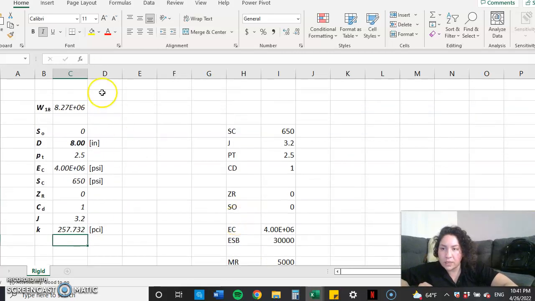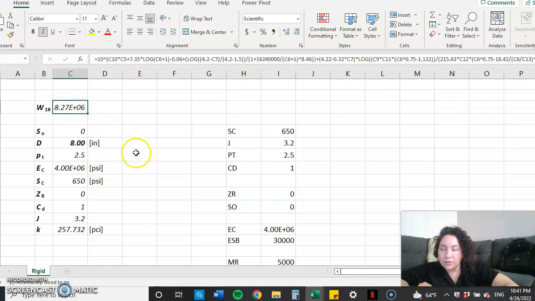So then we have, this is our final answer. That's the performance of traffic, or result is 8.27 times 10 to the 6. And in the book it is 8.5 times 10 to the 6.